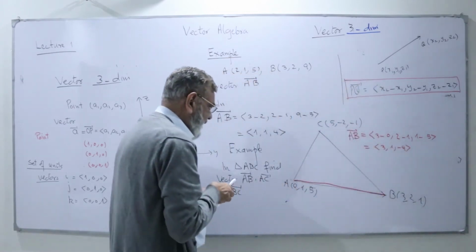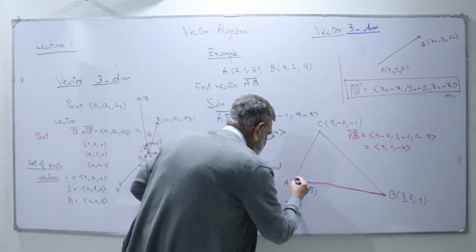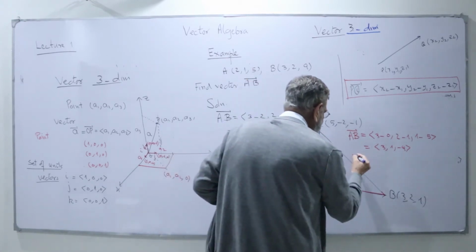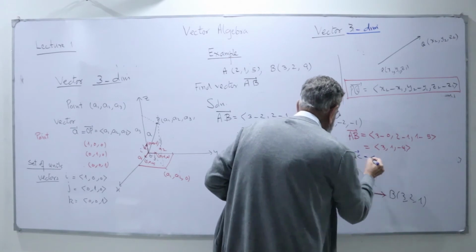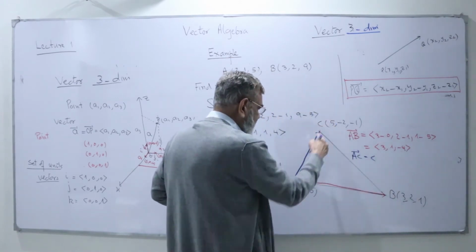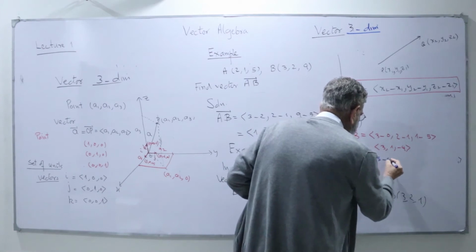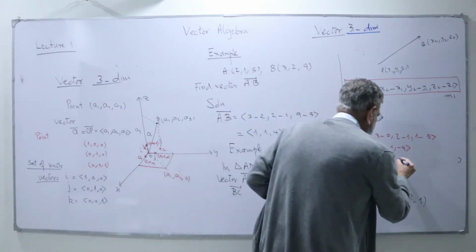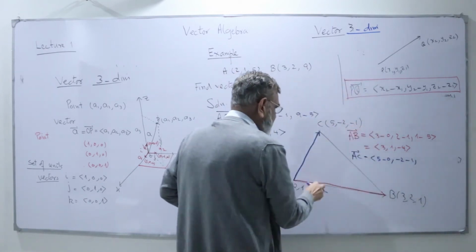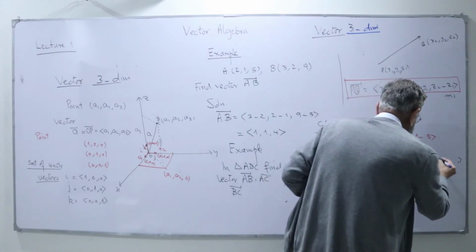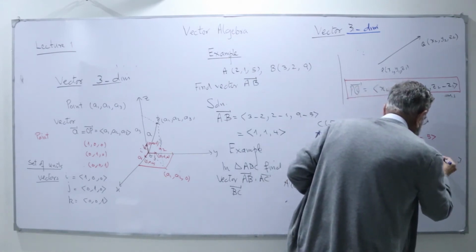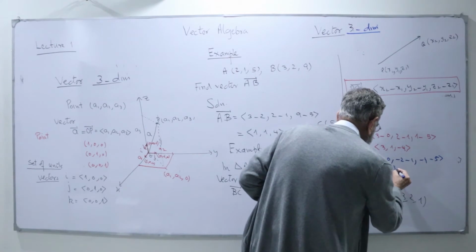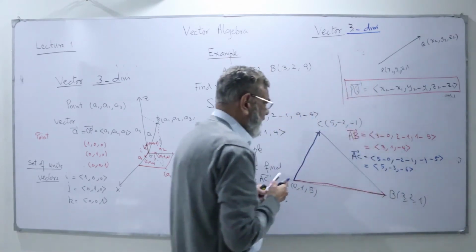Next is our vector AC. The vector AC goes from A to C, this side, and we write AC as x2 minus x1, 5 minus 0, then y2 minus y1, minus 2 minus 1, then z2 minus z1, minus 1 minus 5. We can calculate this and get 5, minus 3 and minus 6. This is my side AC.